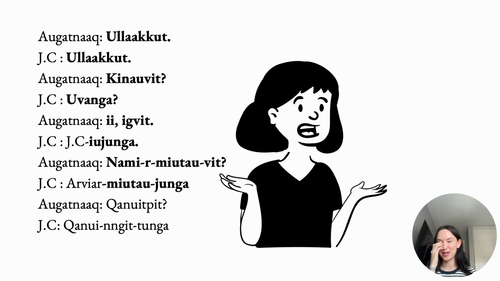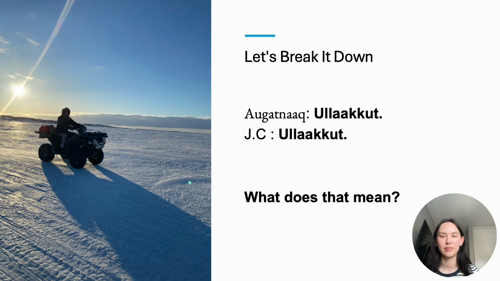So it's okay if you don't understand this, we're gonna break it down even more. So ullakut means good morning. So ublak or ullak means morning. So ullakut, or I say ublakut because my mom's from Akvet, that's the dialect I learned. It means good morning.